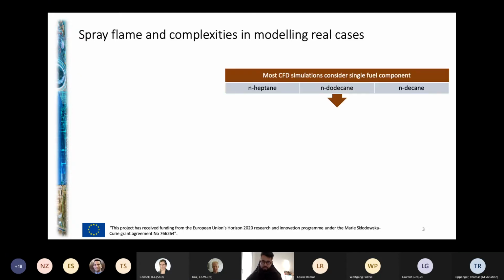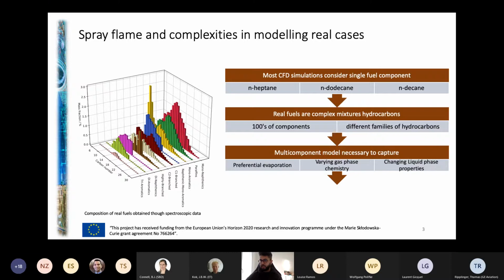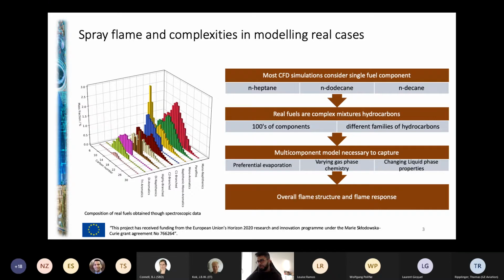In that case, what we wanted to do was move beyond what is being done currently in CFD simulations by considering a single component representation of the fuel. What happens in general is we have hundreds of components, multiple different families of hydrocarbons, and each of them comes with its own evaporation behavior, gas phase chemistry, and liquid properties that are changing over time. This is also going to affect the overall flame structure and the regimes of combustion, and we want to investigate how that would go on to affect the flame response as well.